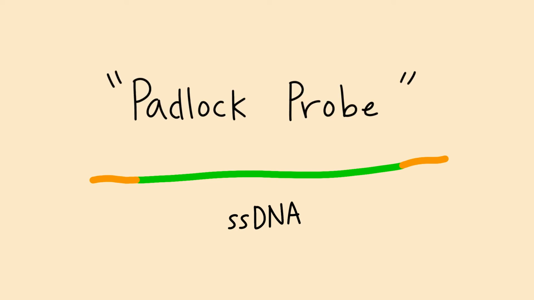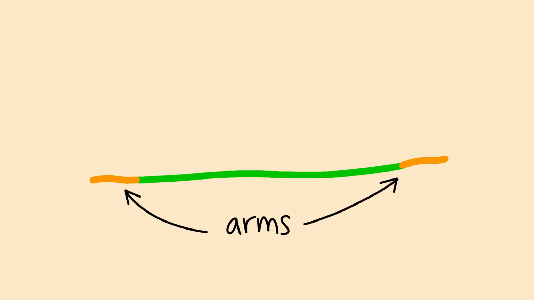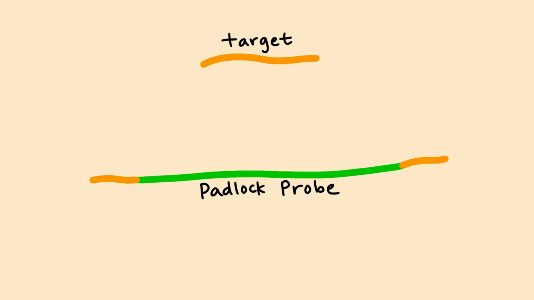Both processes work by circularizing a linear sequence of a single-stranded DNA called a padlock probe. The padlock probe is designed to have arms complementary to a specific target sequence. Both processes are outlined in three steps. First, hybridization. Target binds the arms of the padlock, bringing the ends of the padlock probes together. Second, ligation. A ligase connects the ends, circularizing the padlock.